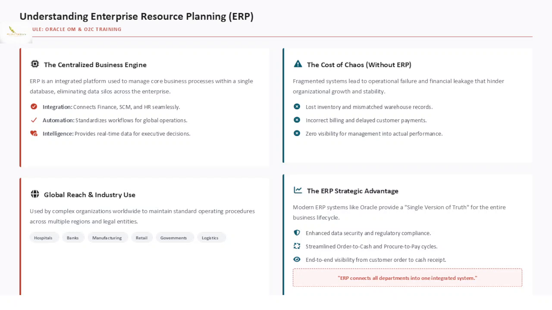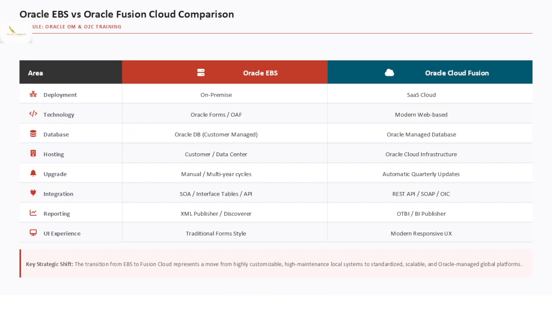Now, you have to understand some of the terminology as we spoke earlier on. One of the most important discussions in today's Oracle ecosystem is Oracle EBS versus Oracle Cloud, Fusion Cloud.